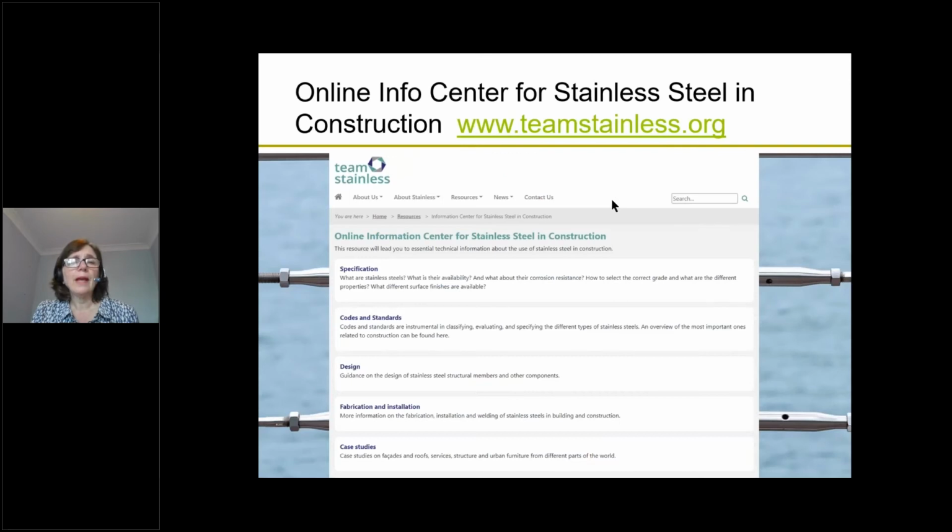And I'll also show you this. We've called it an online information centre for stainless steel and construction, but it includes a wider range of resources that might be useful, say if you're welding duplex stainless steels and you're wanting to know what guidance is out there. It will point you to some other resources from other organisations.